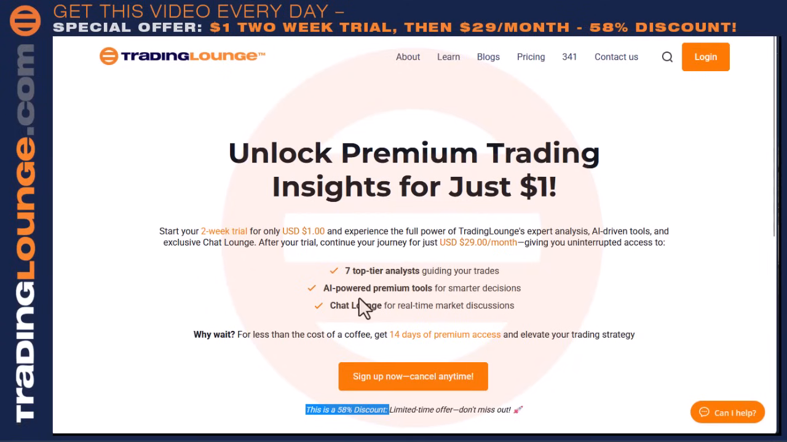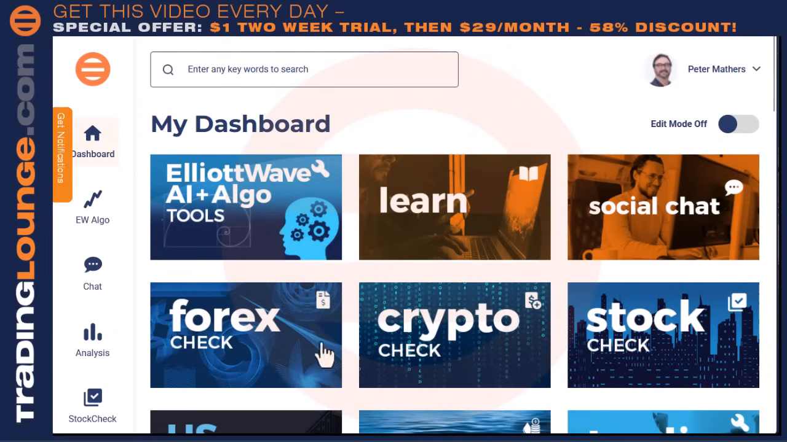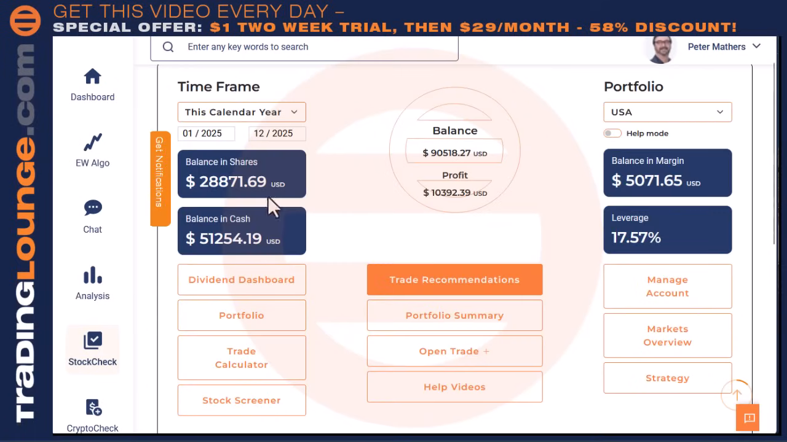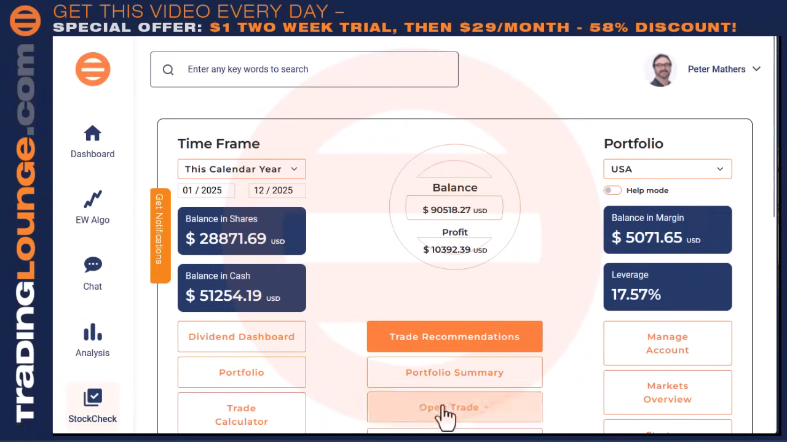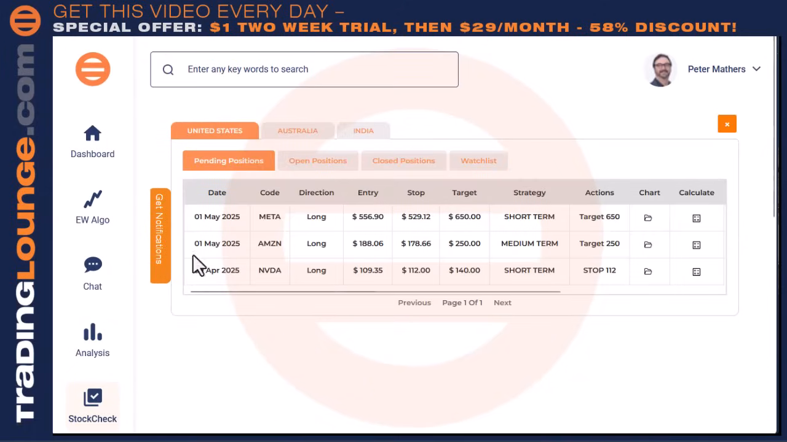You've got access to 7 analysts and a chat lounge. Let's have a quick look. This is your dashboard. You can set these shortcuts up through here, and next over here for stock checks and trade recommendations. Here we've got these portfolios for stocks, crypto, forex and commodities, and through these trade recommendations, that gets populated through here. We've also got trade recommendations that populate through the charting program, which we'll have a look at in a moment.